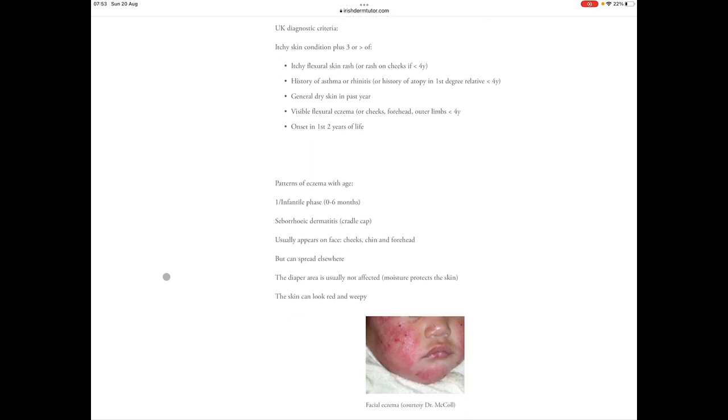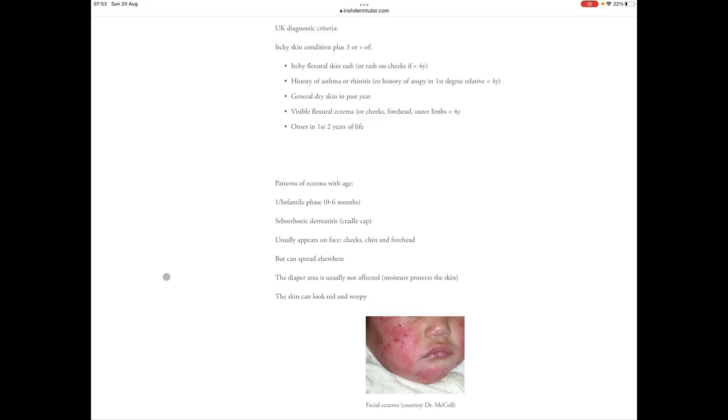So there is a UK diagnostic criteria. I don't know does anyone actually use this in practice, because as I mentioned, it's usually just a clinical thing that you notice, and if you've seen enough of it, you can usually pick it up pretty quickly. But the UK criteria is that it's an itchy skin condition plus 3 or more of the following.